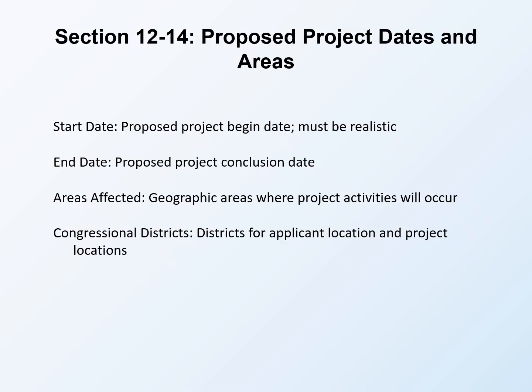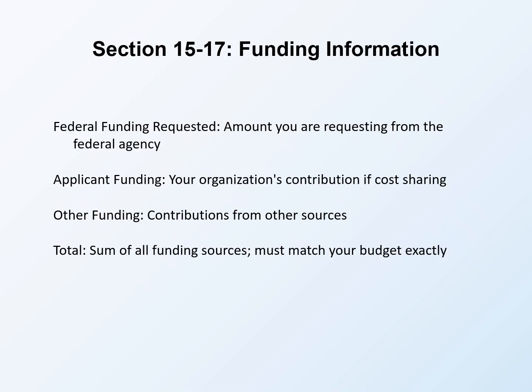Congressional districts must be provided for both your applicant organization location and your project performance locations. Enter the congressional district numbers where your organization is located and where project activities will take place. If activities occur across multiple districts, list all applicable districts. Sections 15 through 17 summarize the financial aspects of your application.